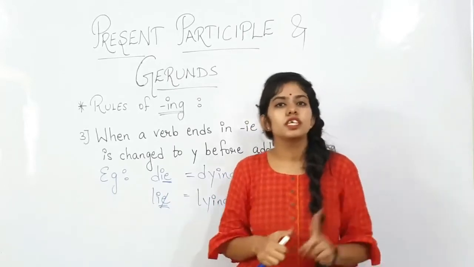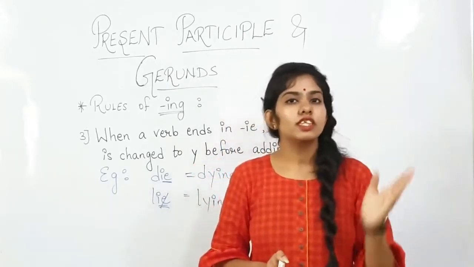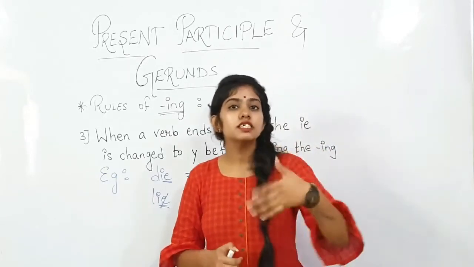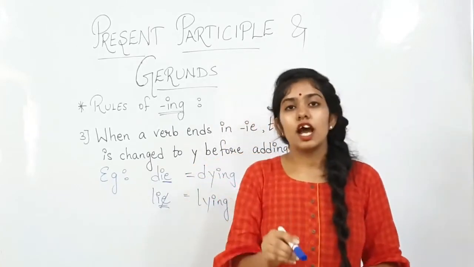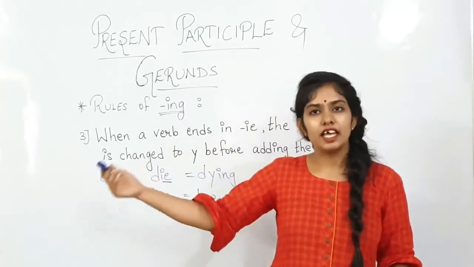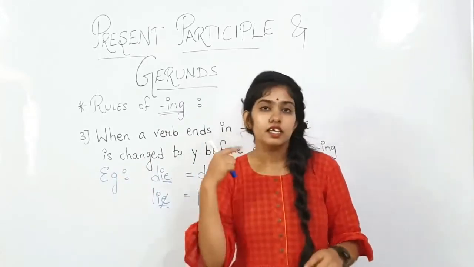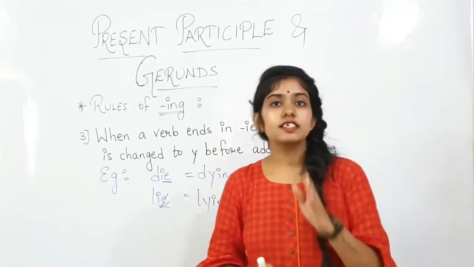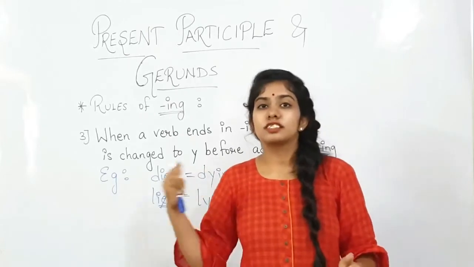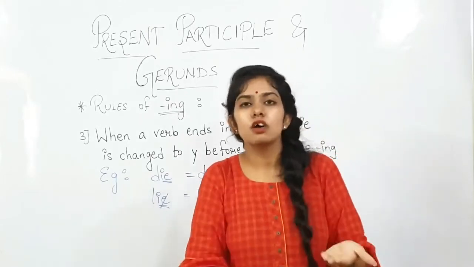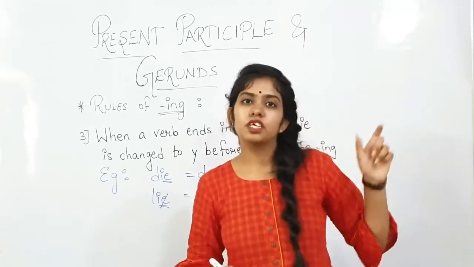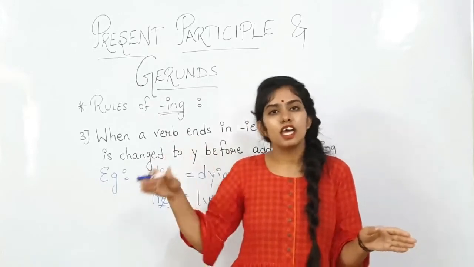In the first rule, whenever the word is ending with e, but the sound of that e is silent, we are not pronouncing that sound, then we are dropping the e, meaning we are cutting the e, and instead we will add ing directly to the word. In the second rule, when the word is ending with e, but the sound of that e is not silent, meaning we are pronouncing the sound of that e, we will not drop the e, but directly add i and g.